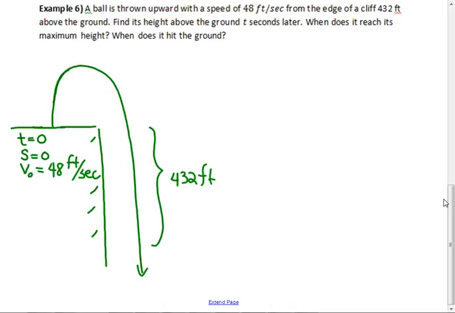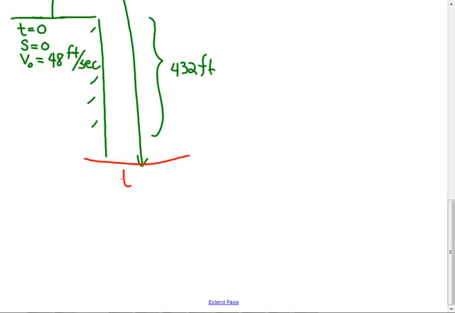Okay. Here's my maximum height. And I don't know what the time is. What's the velocity there? 0. And s equals, I don't know. And then it says, when does it reach its maximum height? When does it hit the ground? So here, I don't know what t is. And actually, this s is not 0. It's what? Because I didn't read the whole problem.